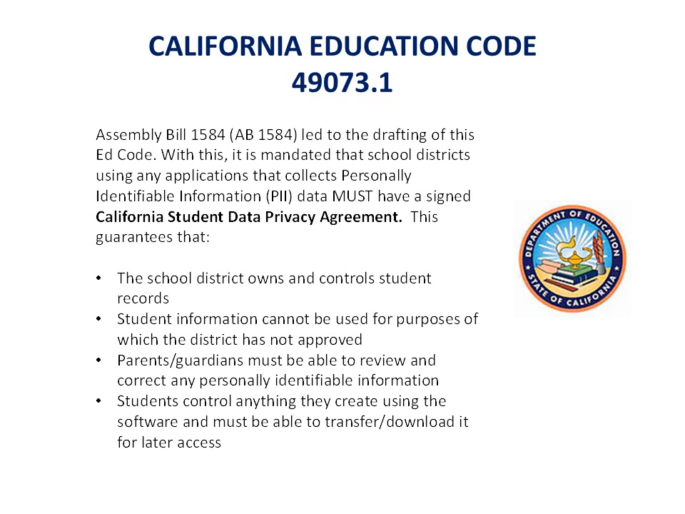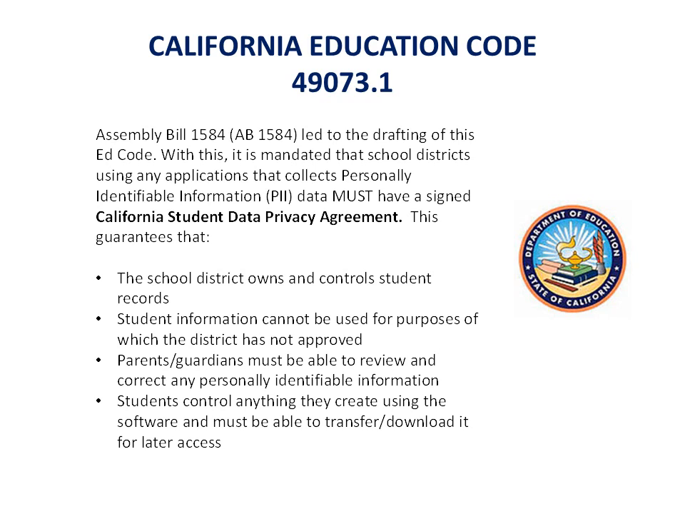From these federal and state laws, California Education Codes 49073.1 and 49073.6 were drafted to clarify data regulations for California schools. Ed Code 49073.1 covers Assembly Bill 1584 and requires that if an application collects personally identifiable information on a student, the vendor must sign a California Student Data Privacy Agreement.